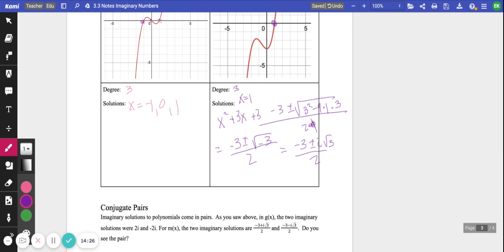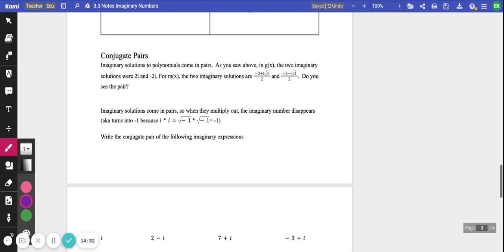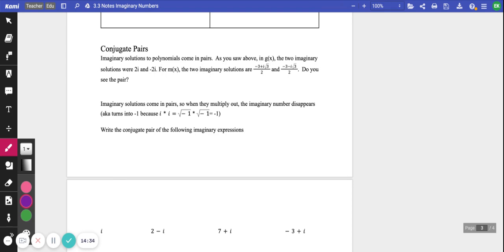So if you only have one imaginary solution, you know you did something wrong. You should always have pairs of imaginary solutions. So let's talk about why that is. So, conjugate pairs: the pairs of imaginary solutions are always called conjugates. And so here's what we mean by a conjugate. It means that when I multiply them together, the imaginary numbers cancel each other out.